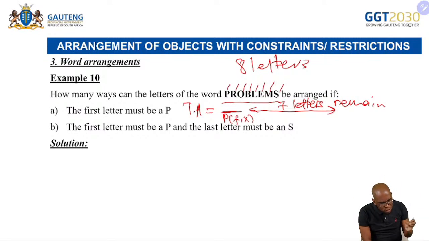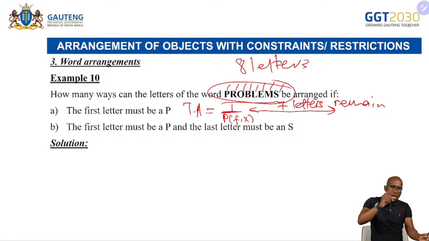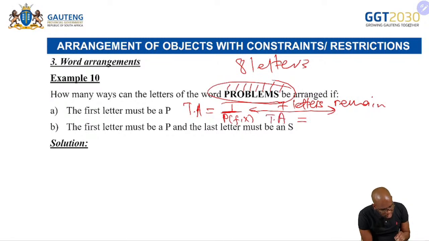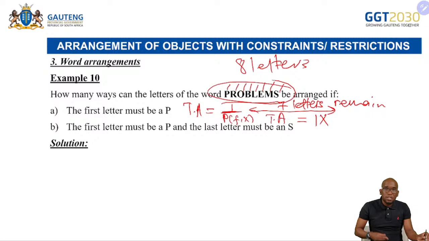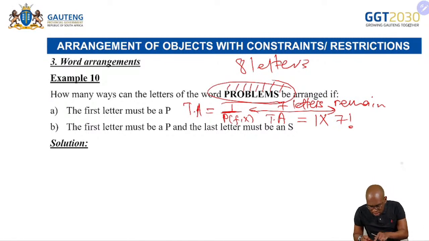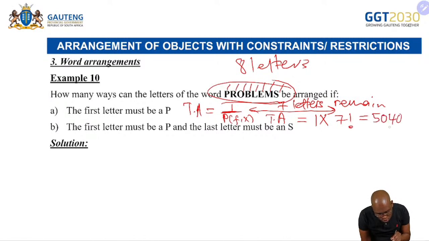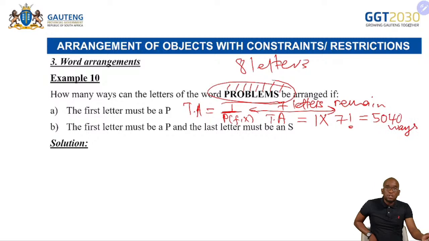So how many options do we have of having P in the first position? If you check in the word, we have only 1 P. So there is one way of fixing P in the first position, which means the total arrangement will simplify to 1 times the 7 remaining letters arranging themselves in 7 factorial ways. If you put that in a calculator, you get 5,040 ways if the first letter must be a P.